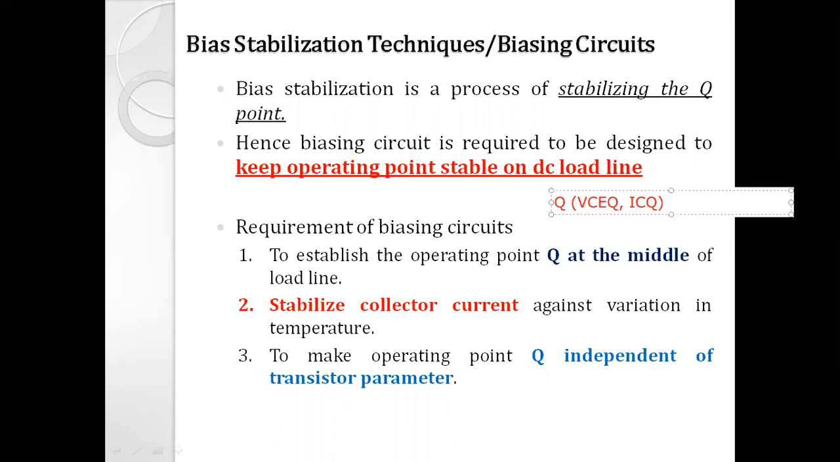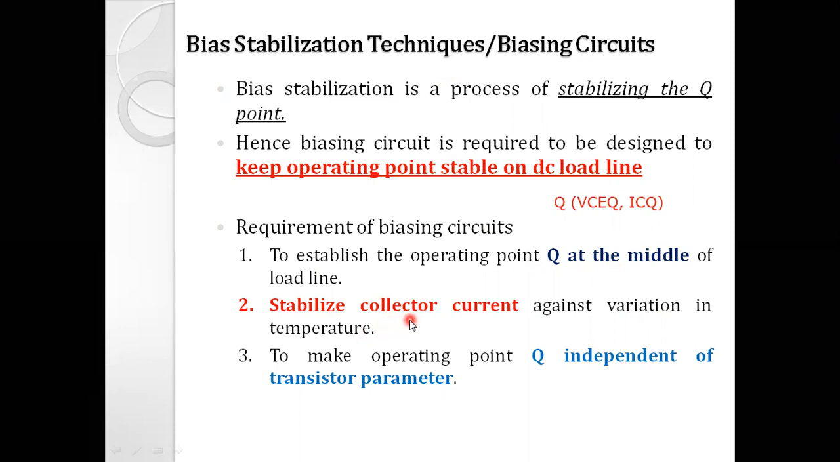What are the requirements of this biasing circuit? Let us discuss that. To establish the operating point Q at the middle of the load line, as I said, these stabilization techniques will help us to keep the operating point Q at the center of the load line. Second requirement from the biasing circuit is to stabilize the collector current against the variation in the temperature. Make sure that magnitude of the collector current does not change with respect to the variation in the temperature. That is the stability of the collector current.